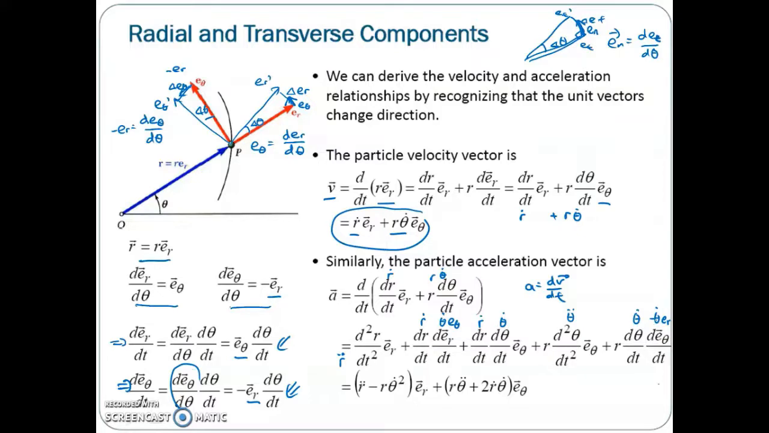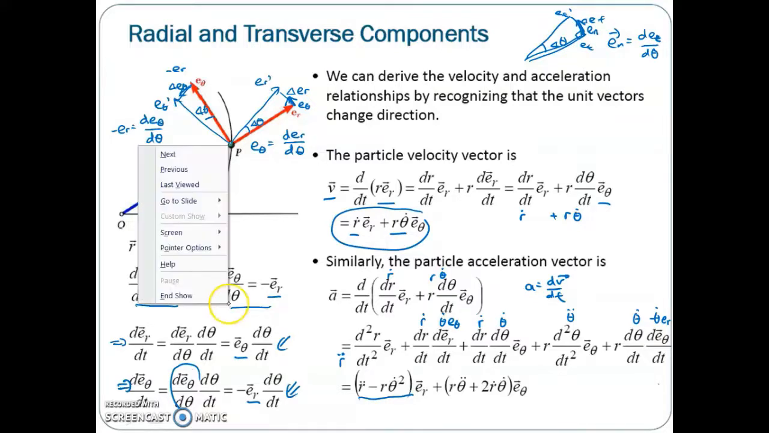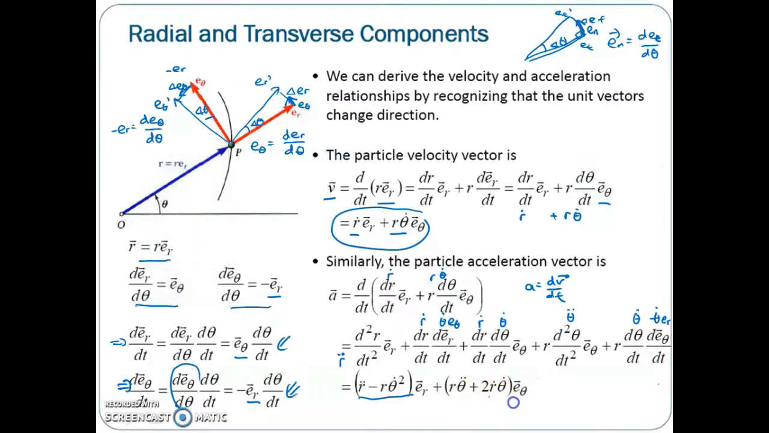So we group them in terms of the radial component e_r and the transverse component e_theta. Then we have our acceleration vector in terms of the radial component: r double dot minus r theta dot squared. In terms of our transverse direction, we will have r theta double dot plus 2 r dot theta dot.